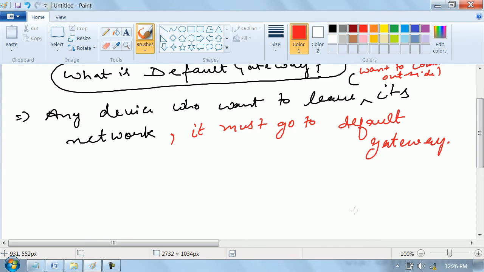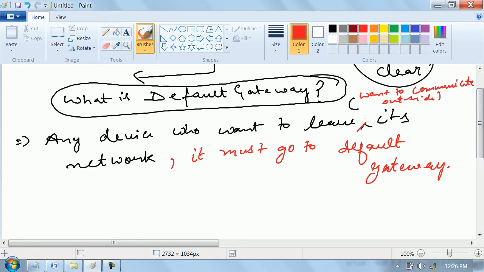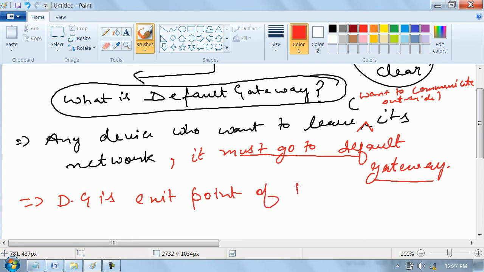Any device that wants to communicate outside its network must go to the default gateway. What do you mean by this? Whenever a person wants to communicate outside his own network, he will go to the default gateway. It means I can say default gateway is the exit point of my network. First of all, I will take an example.